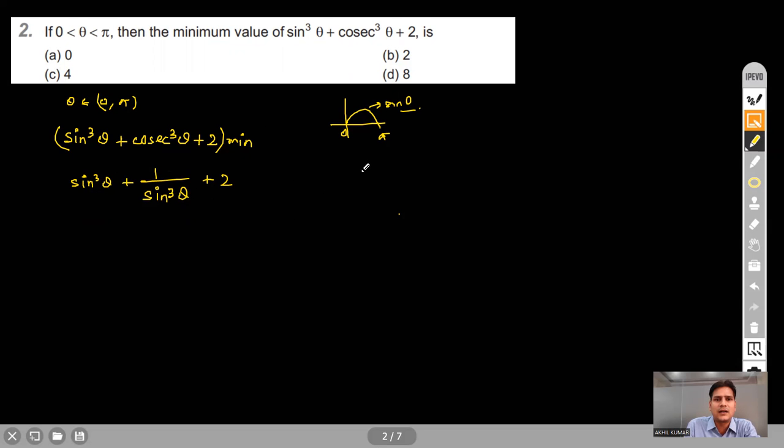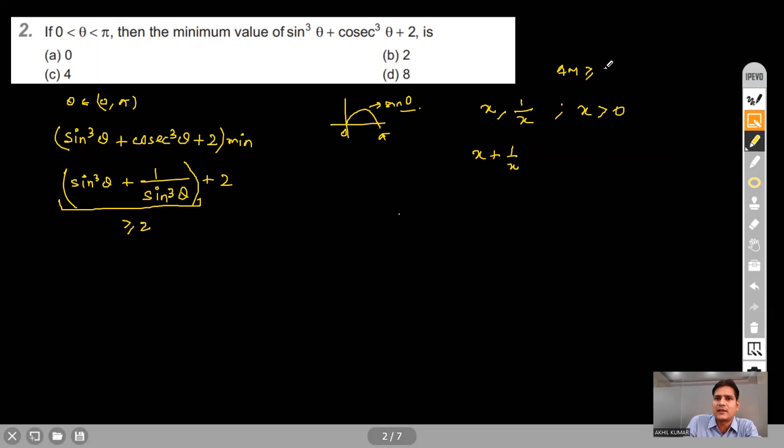Let me tell you one thing. The value of sine cube theta plus 1 by sine cube theta will always be greater than or equal to 2. Now how it comes actually, let me show you the explanation of why this value will always be greater than or equal to 2. Let me take two numbers, x and 1 by x, where x is positive. So for x plus 1 by x, the arithmetic mean is always greater than or equal to geometric mean. Applying this inequality on these two numbers, x and 1 by x, we can see x plus 1 by x divided by 2 will always be greater than or equal to x into 1 by x, raised to power half.